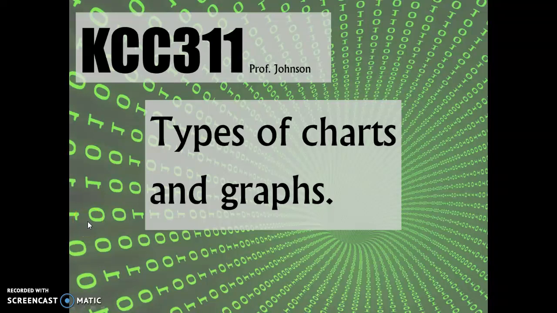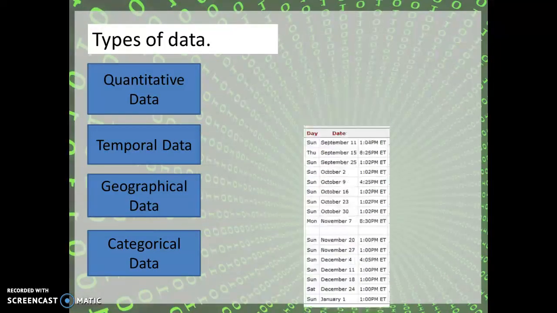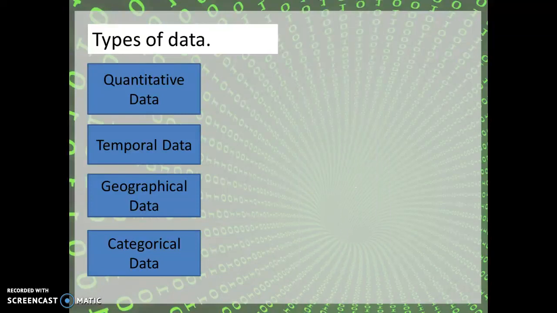KCC311. Last week, we talked about different types of data. Now let's make sure we know the different types of charts and graphs that go with them. In particular, our different types of data: we had quantitative, we had time, we had locations, we had categories. All those different types of data. Let's make sure we know what graphs go with each.